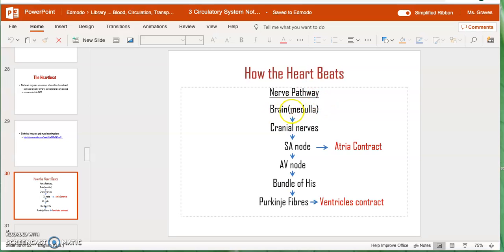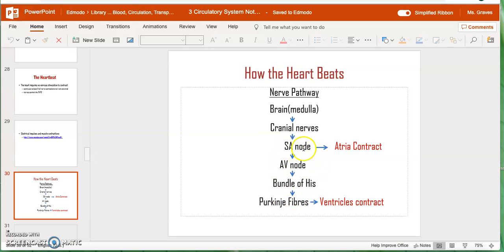So again, the brain and medulla send a signal to the cranial nerves to help set the heart rate, but we have this very important sinoatrial node, which causes the atria to contract. After the sinoatrial node, and just so you know, we'll go over all of these things just after this. We're just going to get the pathway down first.